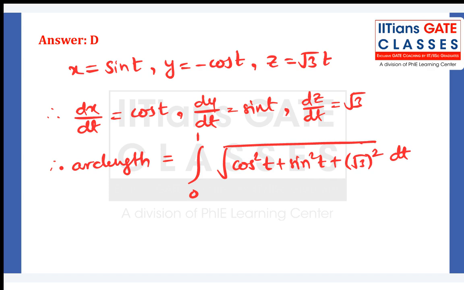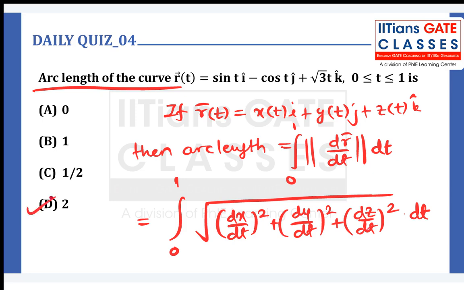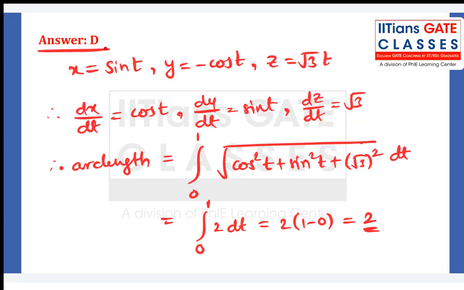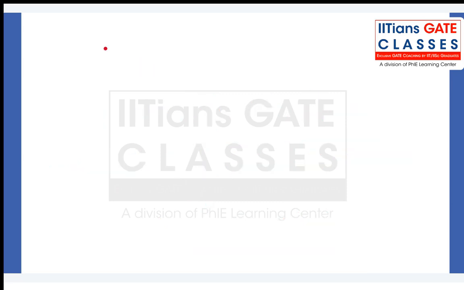So we know that sin square t and cos square t summation is always 1, plus 3 is 4, square root of 4 is 2. 0 to 1, 2 dt. Okay, and that is just 2 into 1 minus 0, that is 2. So the answer should be 2. Okay, that is option number D. And that is also as per your answer key. Okay, so standard formula, standard problem, but the key here is you are supposed to remember the formula. Without that, you can't solve this.